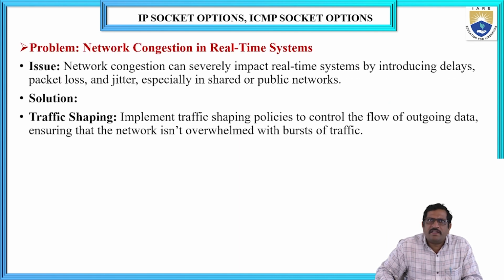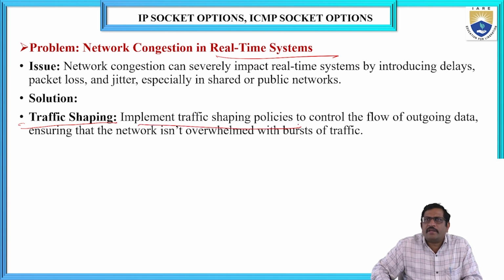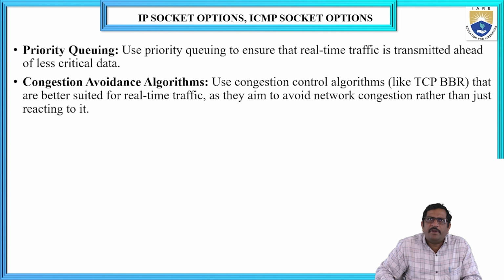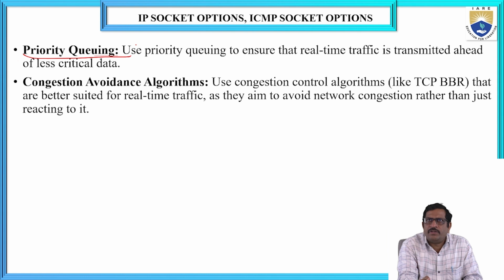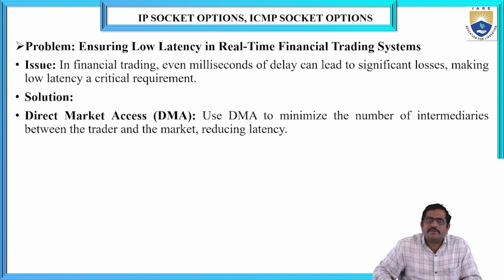Here is network congestion in real time. Network congestion in real time can generally be resolved with traffic shaping. By implementing traffic shaping policies, congestion can be overcome. The flow of outgoing data can be controlled, and burst traffic can be controlled with the help of traffic shaping. Priority queuing can also control the congestion, ensuring that real-time traffic is transmitted before less critical data. With a congestion avoidance algorithm, we can also control the congestion.